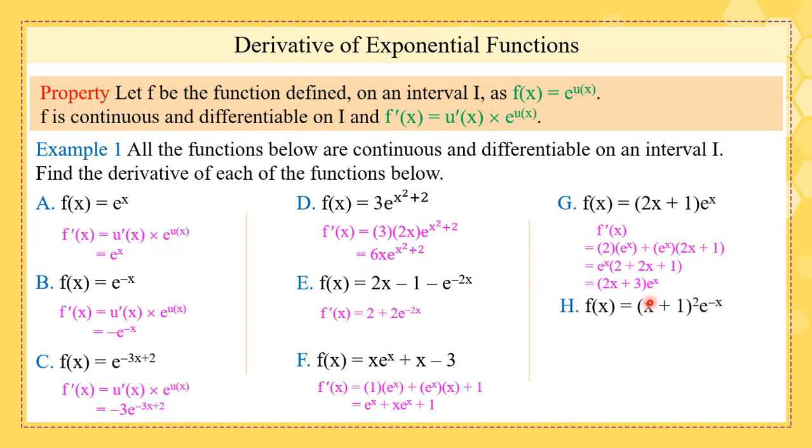Now part h, this is of the form u times v also, we get u prime, which is 2, times x plus 1 times v, plus v prime, and v prime in this case is minus e to the minus x times u, and if we take e to the minus x in common, we get 2x plus 2 from the first term, and we get minus x squared minus 2x minus 1 from the second term, and after simplification we get minus x squared plus 1 times e to the power minus x.